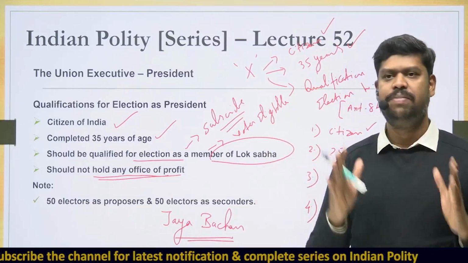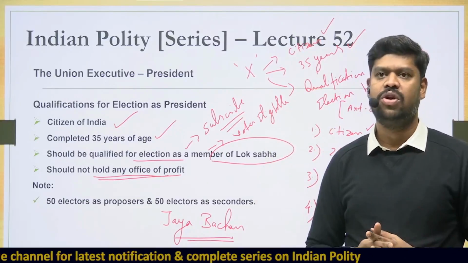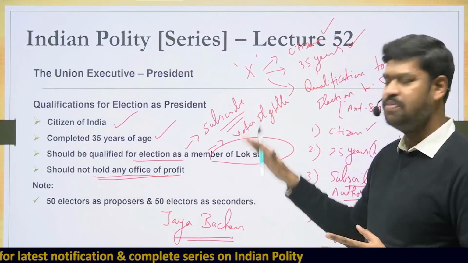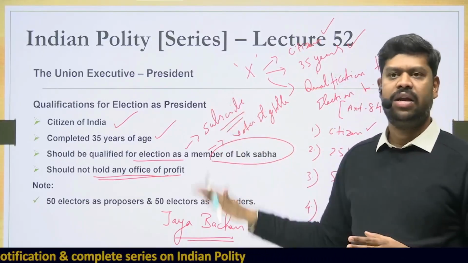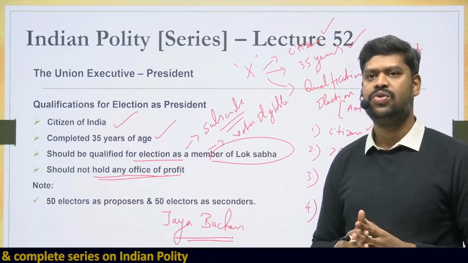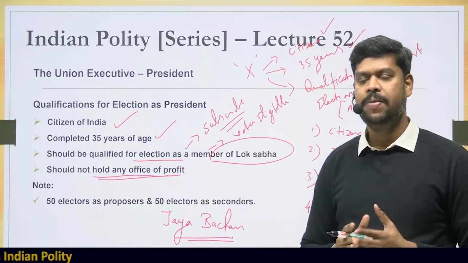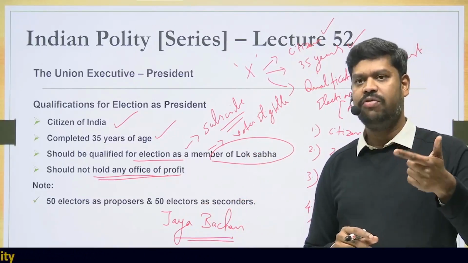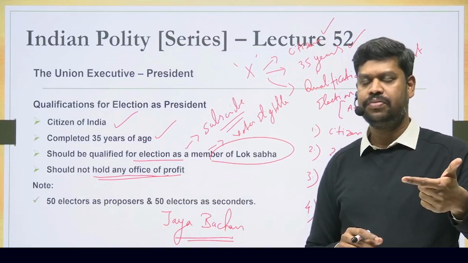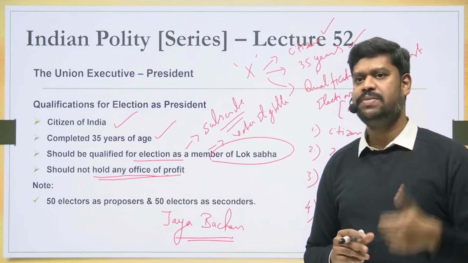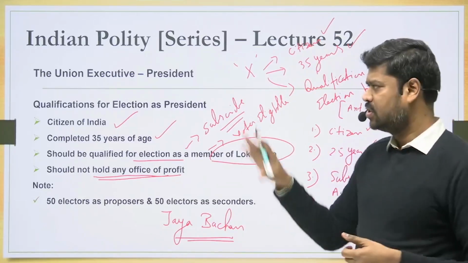So this is the basic understanding you should have with regard to the qualifications. Very, very important topic. They can easily ask you prelims questions from these areas. This is the basic understanding you should have, including what is an office of profit. And try to remember, office of profit is not defined in the constitution. And this is something that has been asked in the examination. So this is what I wanted to discuss.